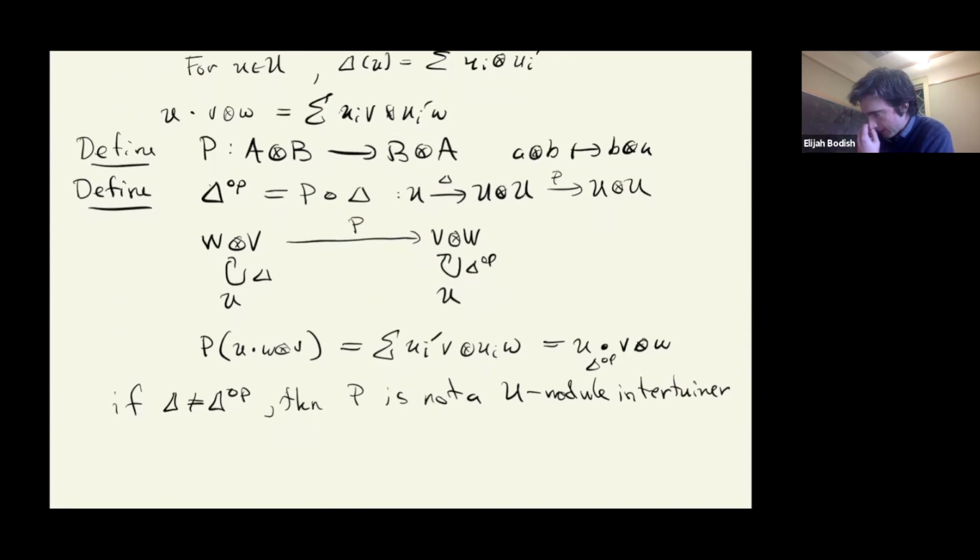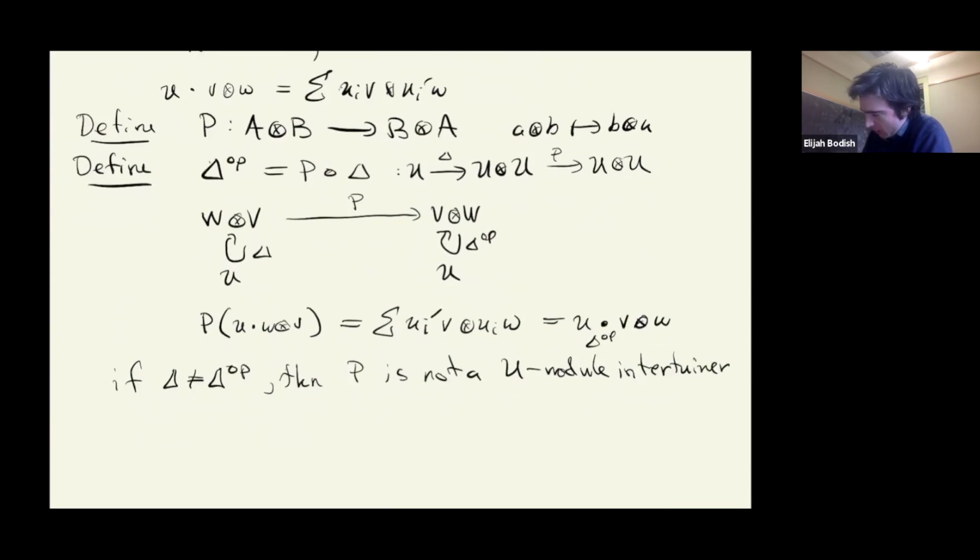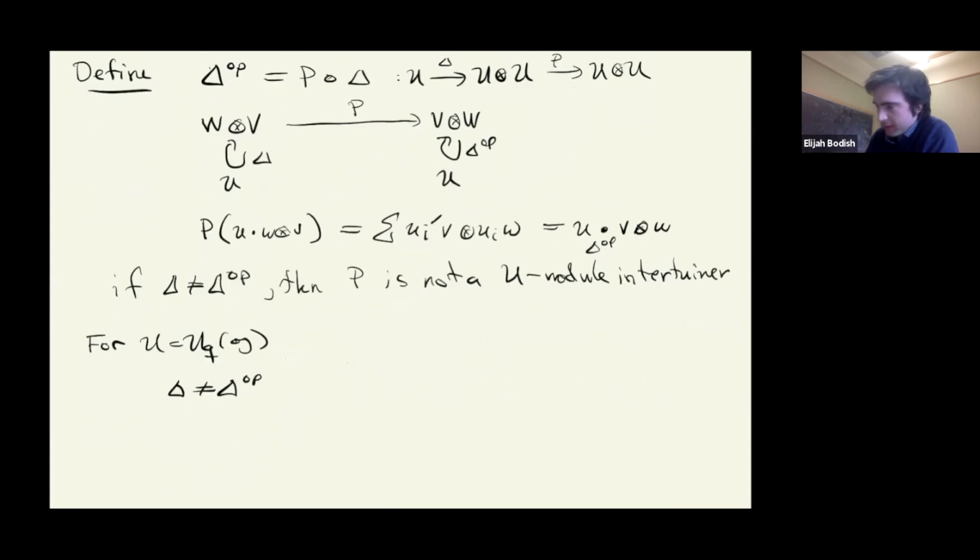So there's sort of two issues here. For our U, which is U_q of g, there's two things happening. One is that delta is definitely not equal to delta op. Remember, delta was defined just on generators, and from those formulas, you can see that it's not equal to delta op. But at the same time, we do know that abstractly V tensor W and W tensor V are isomorphic as U modules.